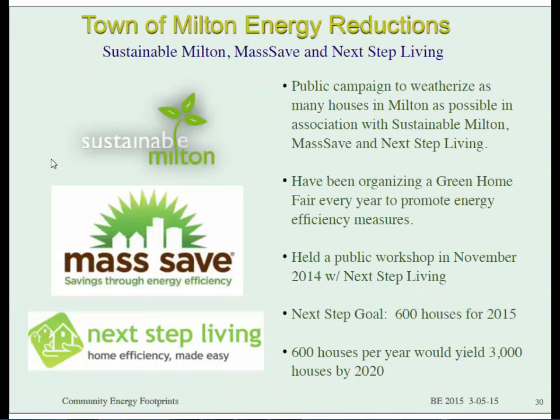So what we decided to do was launch a public campaign to weatherize as many houses as we could in town to try and reach that 2020 goal. We sent out a flyer to about 3,000 households. We had a public information session at the library, partnering with Next Step Living and Sustainable Milton to weatherize as many houses as possible. Next Step had set a goal of about 600 houses per year. And if we were able to do that every year to 2020, that'd be about 3,000 houses, which would be significant.